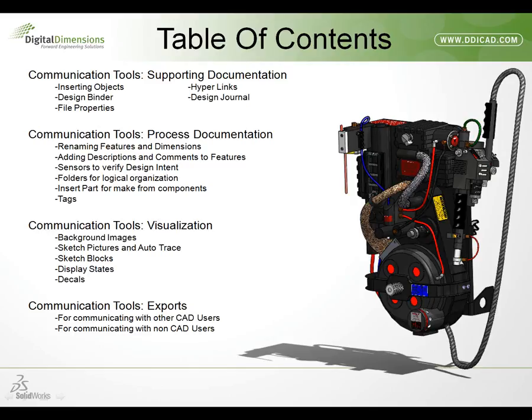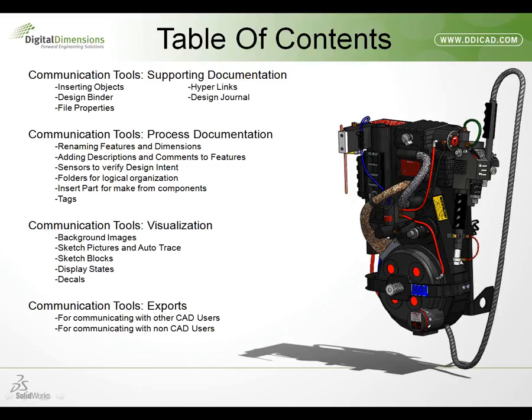The second area for communication tools is process documentation. These are things like renaming features and/or dimensions while you're making your model, maybe adding descriptions and comments to those same features. We have the ability to add sensors to verify design intent, so if a specific rule is violated, we'll know about it. Folders can be added to the feature tree to group like features together, or to an assembly tree to group like components together.